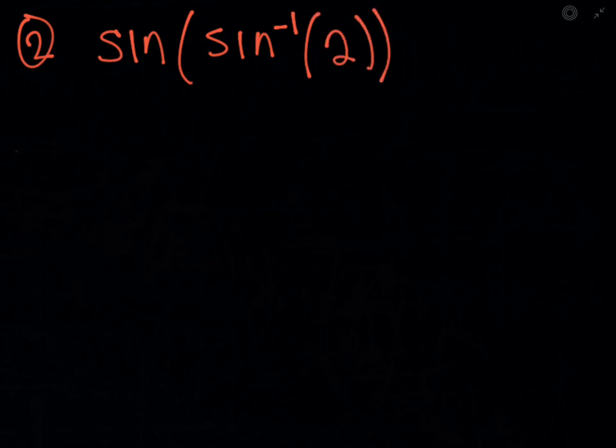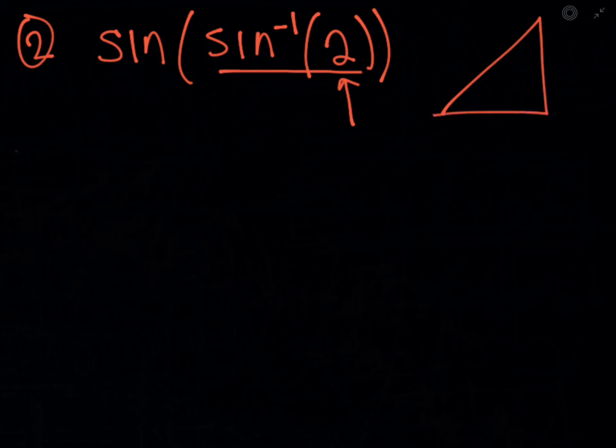So if we have the sine of the inverse sine of 2, what this inner function means is, say we have a ratio of 2 over 1, right? I want to know what that angle is, okay? And I want to take that angle and give me the ratio of sides that will make that triangle on the unit circle. But this is a trick question.